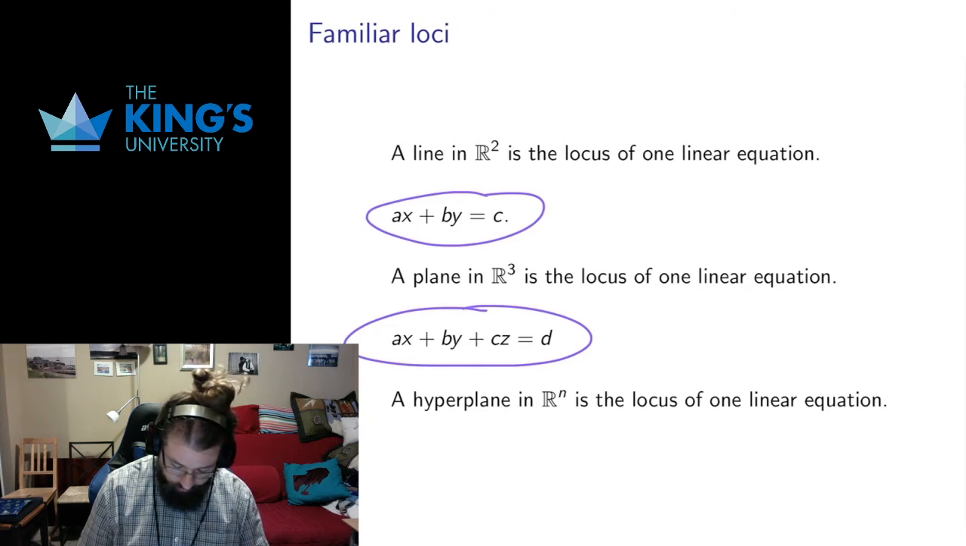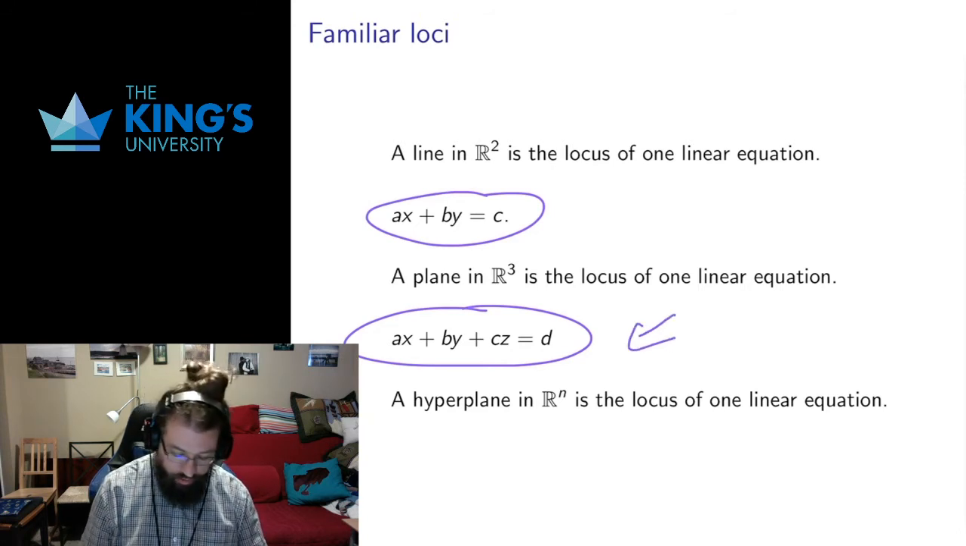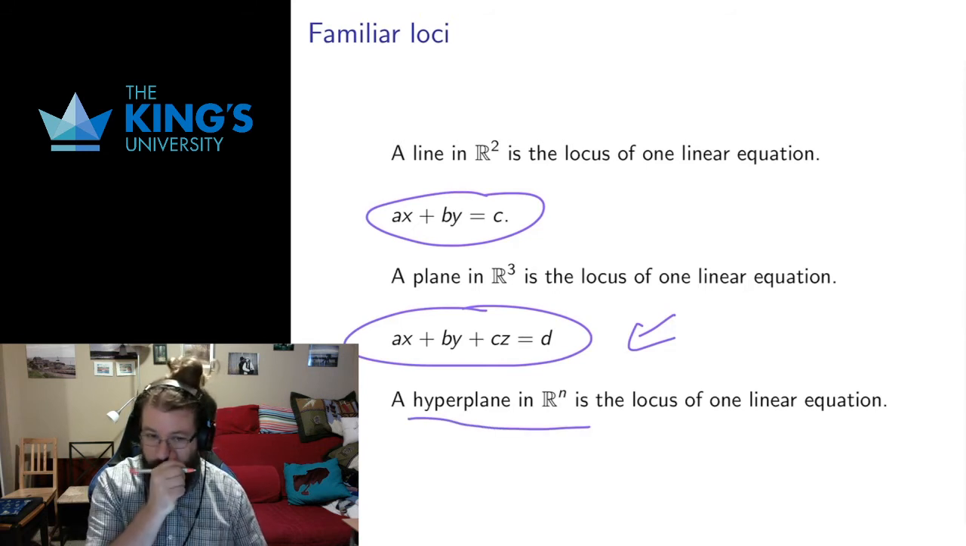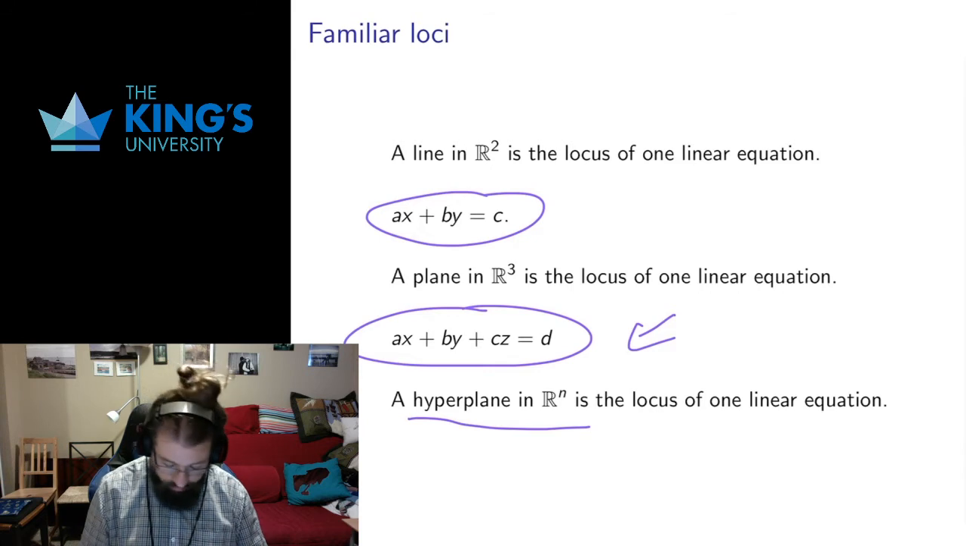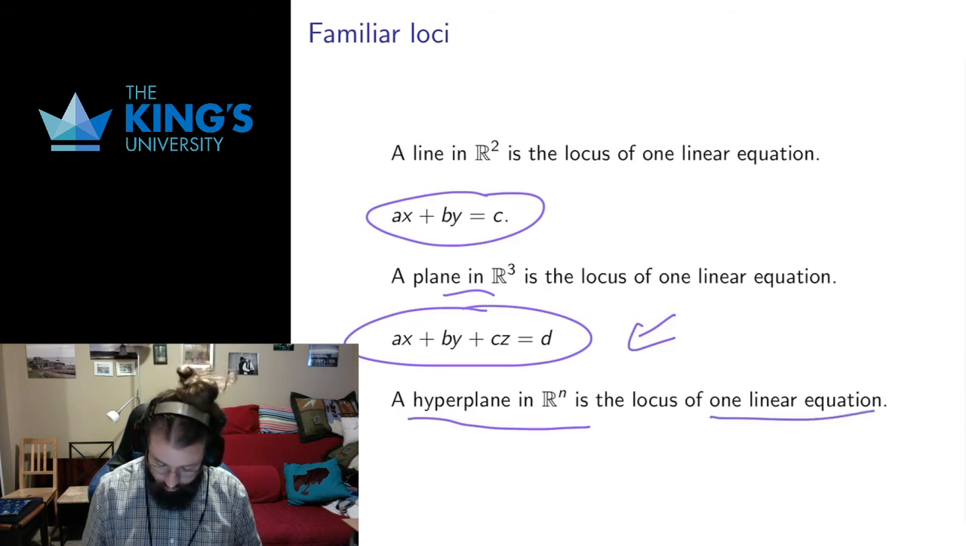This idea of having one linear equation, we generalize by saying that a hyperplane in Rn is the locus of one linear equation. So the important thing about a plane in R3 is not necessarily that it has dimension 2, but more that it has dimension 1 less than the ambient space. So the plane generalizes to the notion of hyperplane as one linear equation.